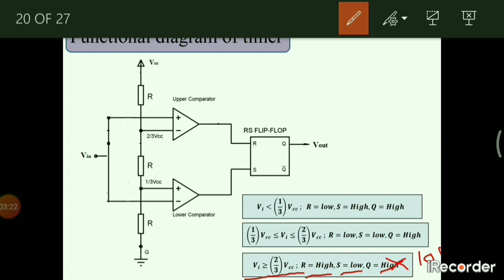So we'll get the first condition, VI less than 1 by 3 VCC. So R is low, S is high, Q is high. Second condition, VI is between 1 by 3 VCC to 2 by 3 VCC. So R is low, S is low and Q is high. In the third case, when VI is more than or equal to 2 by 3 VCC, we'll get R is high, S is low and Q is low. By mistake I wrote high there, but it is a low value.